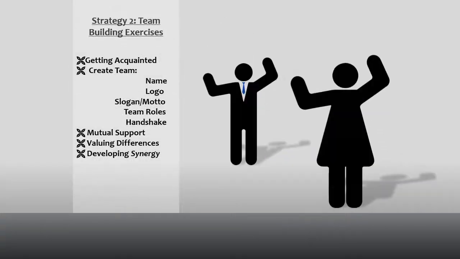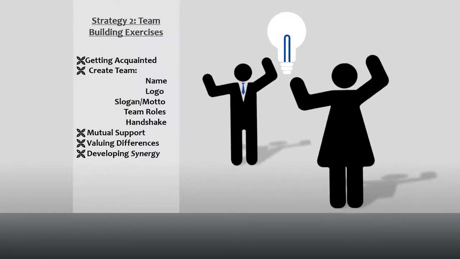Now let's review strategy 2. Team building exercises are necessary if students are going to work cooperatively with their team for an extended period of time. Activities that can be completed with students include getting acquainted exercises, students establishing a team logo, slogan, roles, handshakes, or even developing team names. Showing students how to value differences and support one another, and helping your students build exercises that develop synergy are great components of cooperative learning.